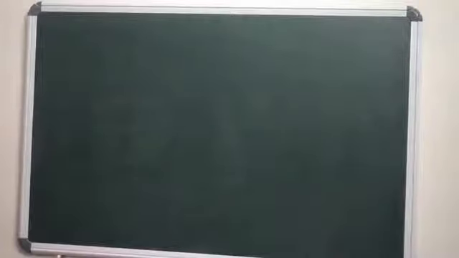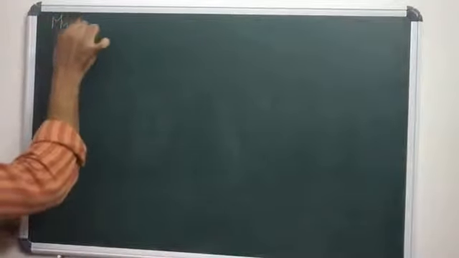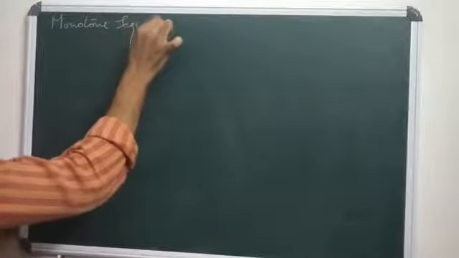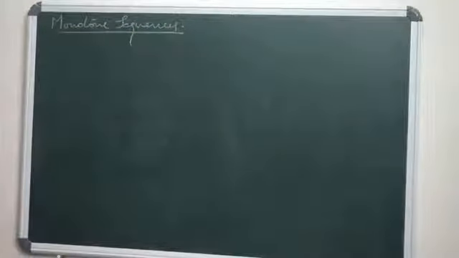Now, let us consider another type of sequence, which is monotone sequences. What is monotone? Monotone sequences means they are monotonically increasing or monotonically decreasing. Either it is monotonically increasing or monotonically decreasing.